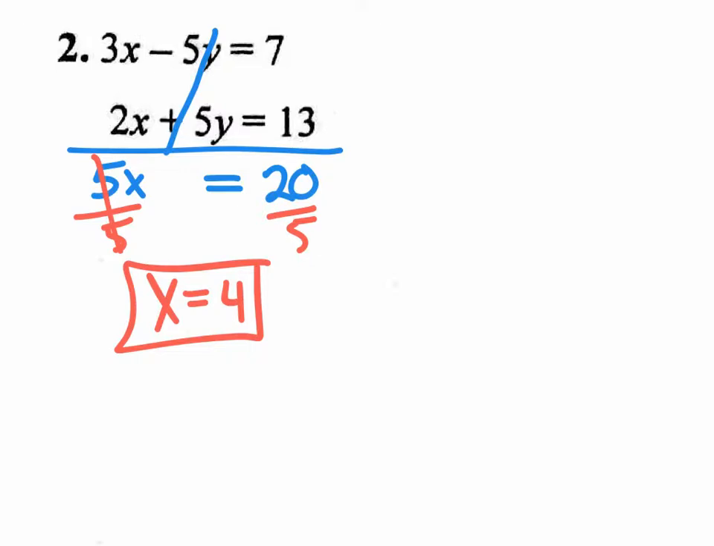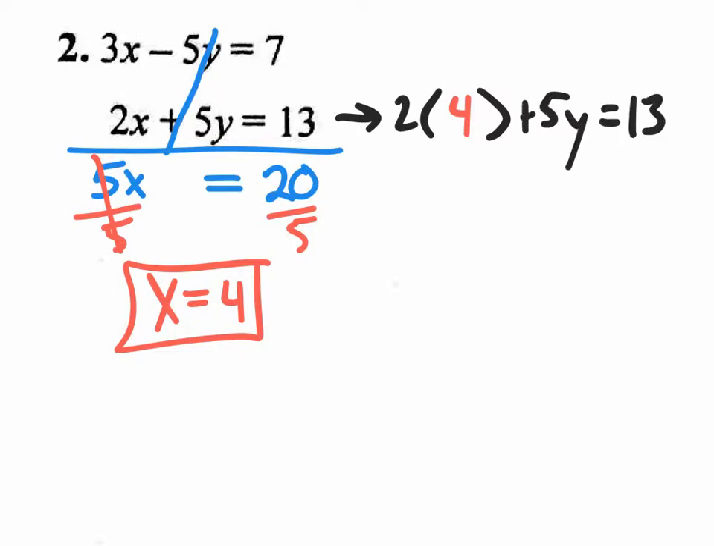What do you do? Plug it in. Which one would you like to plug it into, top or bottom? Bottom has no negatives, so might as well go with the bottom. Notice that the bottom equation says 2x plus 5y equals 13. Instead of this x, I want to put parentheses and plug in the 4 right in there. So 2x, but I'm going to plug in the 4 in place of x, plus 5y equals 13. So 2 times 4 is 8. 8 plus 5y equals 13.